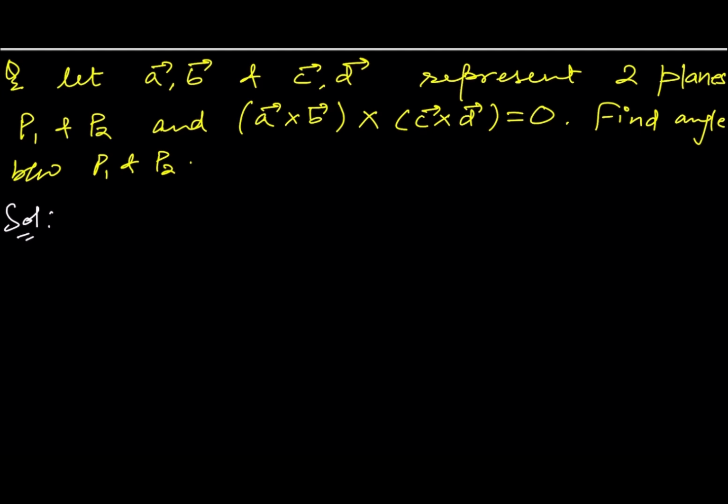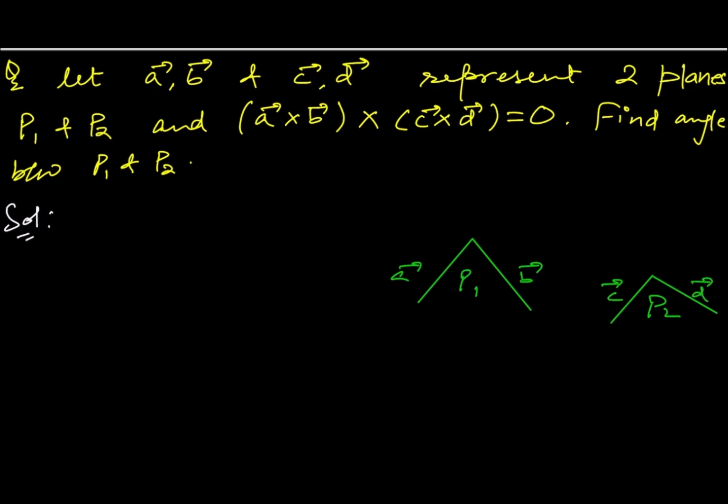It is not possible that two vectors can lie in different planes. Always two vectors represent a plane, right? So let us say this is plane P1 in which vector A and vector B are lying, and say this is plane P2 in which vector C and vector D are lying.